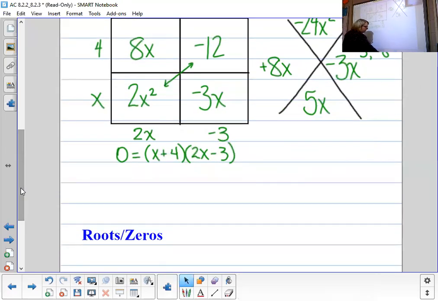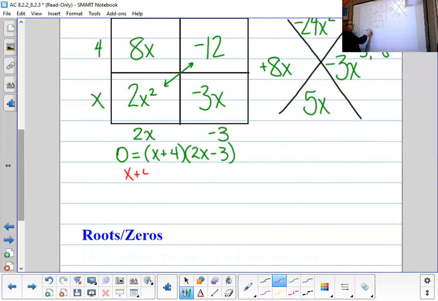Okay, now the zero product property says if I have two things that are multiplying, my two parentheses are multiplying, and they equal 0, then one of the two parentheses has to be 0. So that means maybe x plus 4 is 0. So I'm going to write this equation, x plus 4 equals 0. Now I can solve this equation for x, right? Subtract 4 from both sides, and I get x equals negative 4. All right, so there's one of my answers.